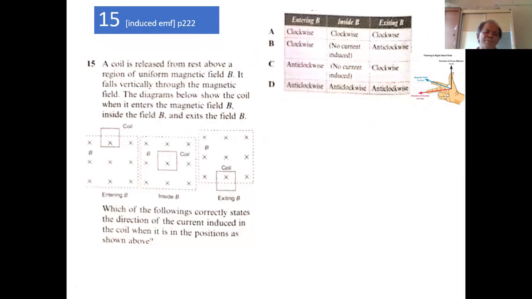Okay with that? Let's try this last one, number 15. What's the answer? A coil is released from rest above a region of uniform field B. It falls vertically through a magnetic field. The diagram shows the coil entering the magnetic field B. Which of the following correctly states the direction of the current induced in the coil when it is in the position shown above?